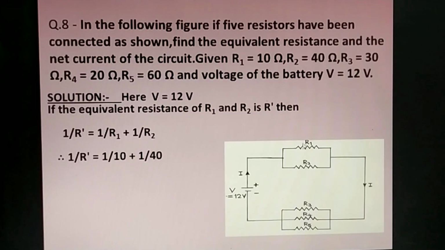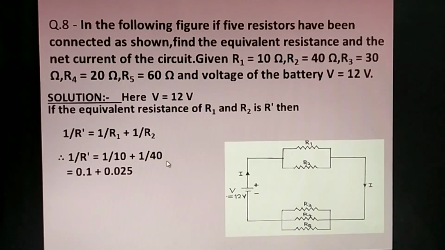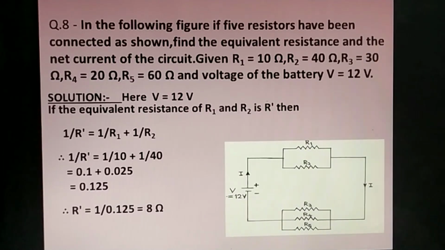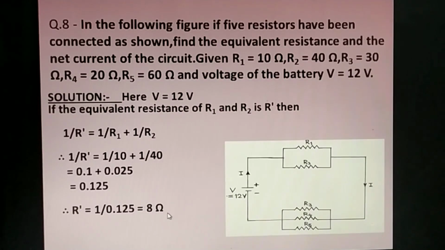Then both are in parallel, the equivalent resistance for the parallel combination is 1 upon R dash is equal to 1 upon R1 plus 1 upon R2. Now substitute the values, and after taking LCM and after solving this we will get the answer 0.125. Now again we will get the value for 1 by R. We will solve this, then we will get 8 ohm.